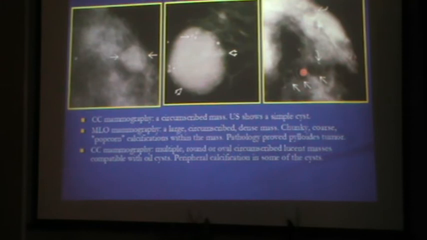Mammography of breast benign masses. Craniocaudal mammography shows a well-defined circumscribed mass. Ultrasound showed a simple cyst.